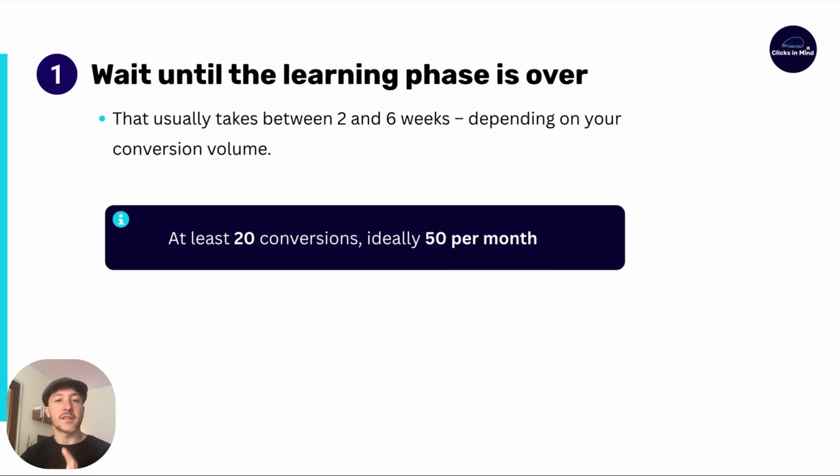If you've just started the campaign, at first, it's important to wait until the learning phase is over. That usually takes between 2 and 6 weeks and always depends on your conversion volume. If you have just a few per week, of course, it takes longer for Google to learn. As a general rule, you're aiming for at least 20 conversions per month, but ideally it would be 50. Because at that level, the Google algorithm really works at a steady level.